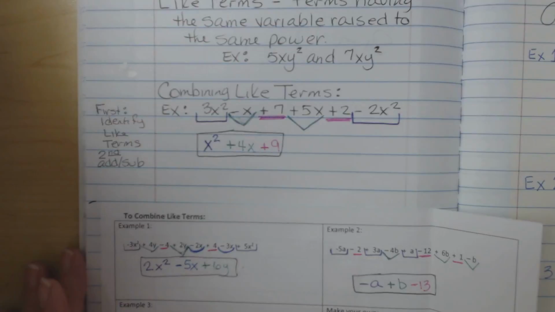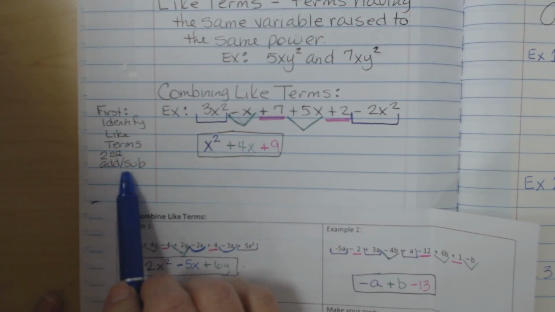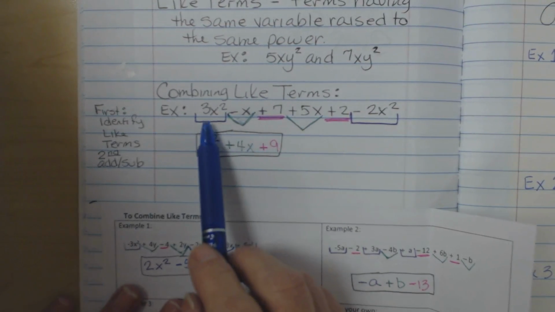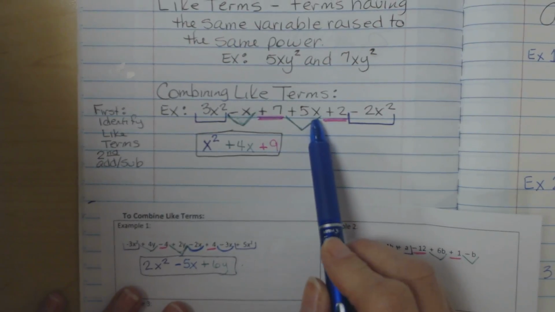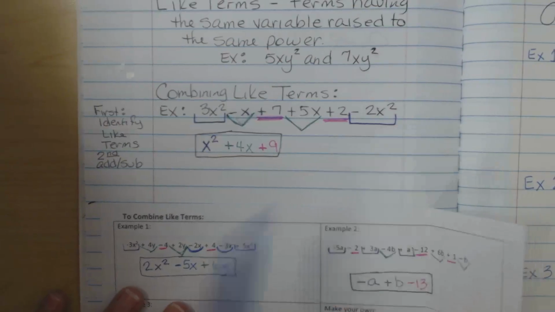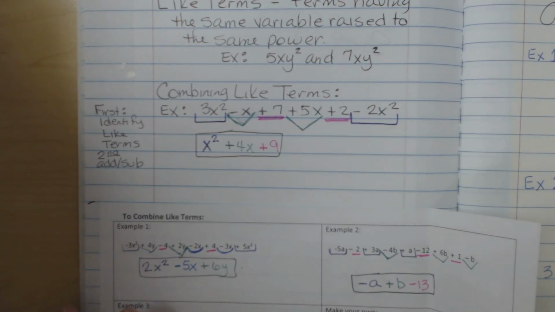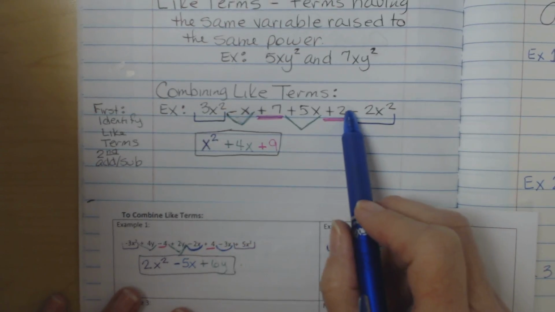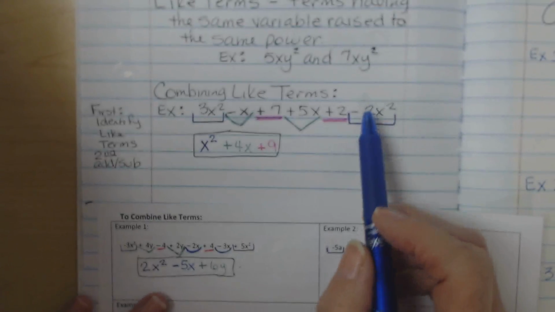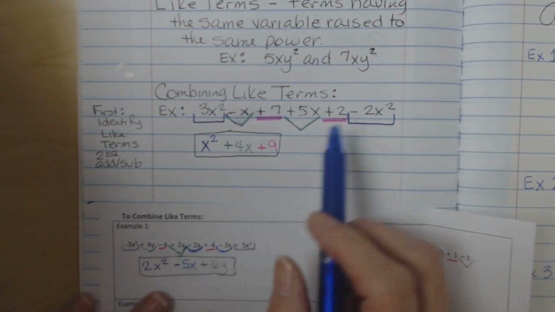To combine like terms, first we're going to identify the like terms, and then we're going to either add or subtract them as necessary. So we have the example 3x squared minus x plus 7 plus 5x plus 2 minus 2x squared. I used a combination of shapes and colors to identify the like terms. So here we have a 3x squared and over here a negative 2x squared. Remember that every number has a sign and every sign has a number. So these are the only x squared terms that I have.